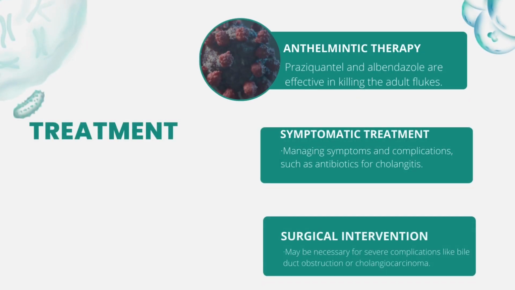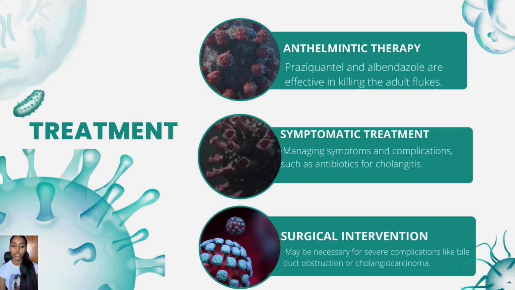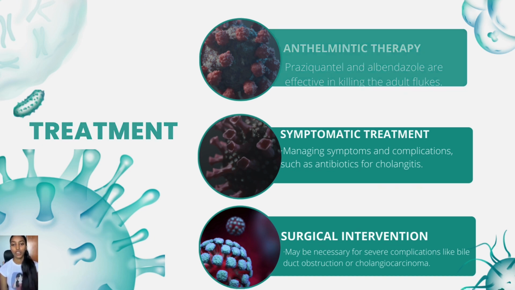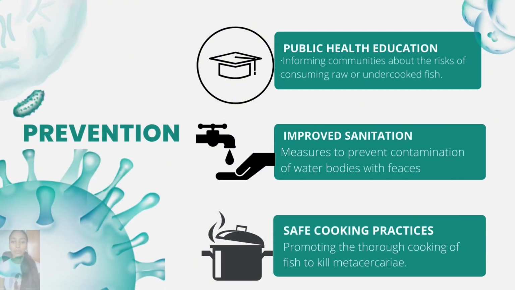So the 3 treatments which can take place are anthelmintic treatment, which includes praziquantel and albendazole which are effective in killing the adult flukes. Symptomatic treatment, which is managing symptoms and complications such as antibiotics for cholangitis, and surgical intervention, which may be necessary for severe complications.